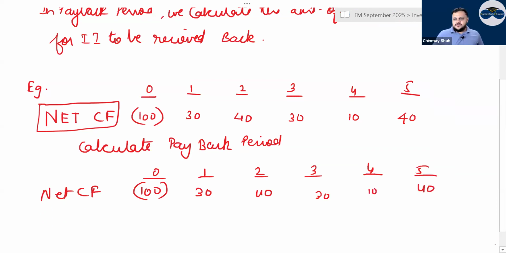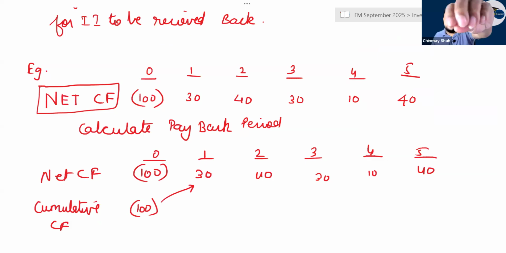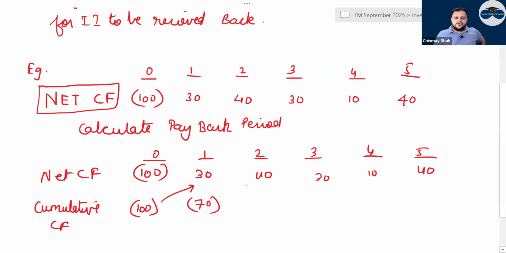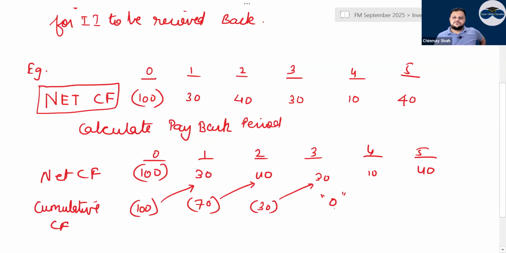Sir, you have to write a line called cumulative cash flow. Look, cumulative cash flow at year 0: first I gave 100, correct? Then sir, I received 30. So how much cumulative cash flow? Sir, 100 given, 30 received. How much still pending? 70 remaining. Sir, then 40 received. How much still pending? 30. Sir, 30 received. How much still pending? 0. Wherever it hits 0, that is your payback period.